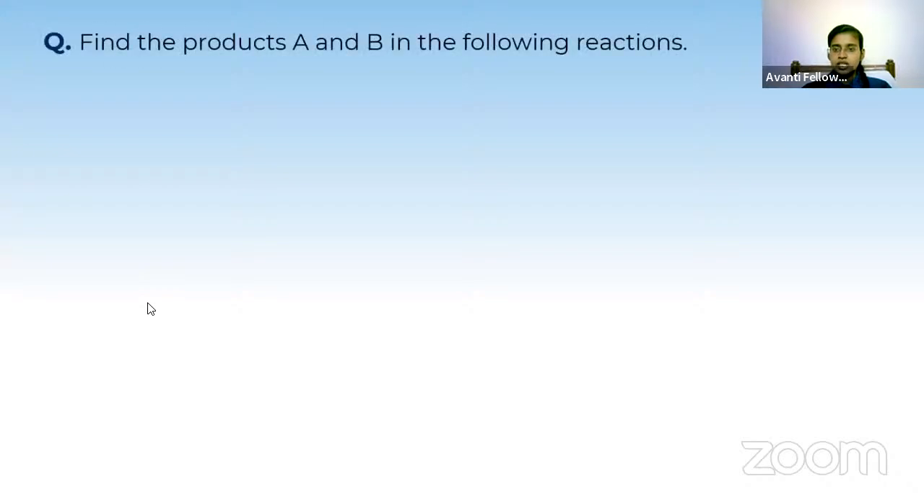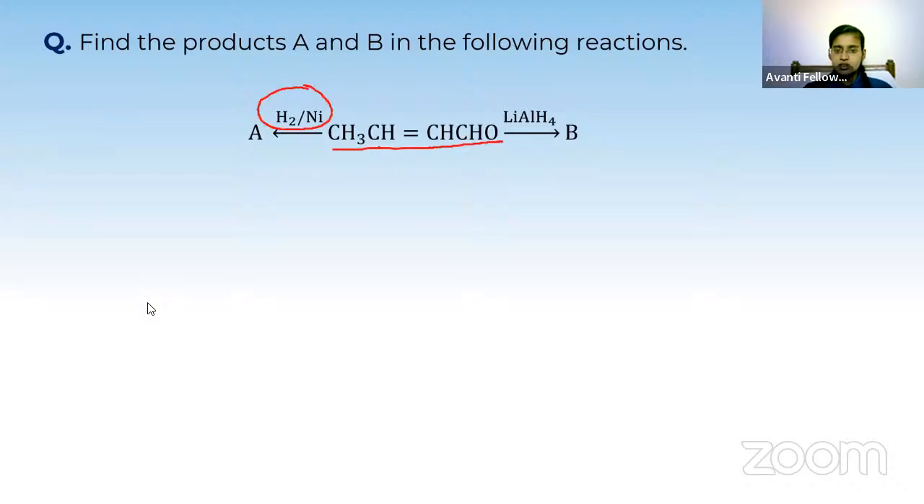Now I am going to give you one question, and you are going to find out A and B from this reaction. Can anyone find out the compound A first? So this is the reactant, and it is treated with hydrogen in presence of nickel first, and it leads to the formation of A. Can you guess the formula or the name of the compound A?